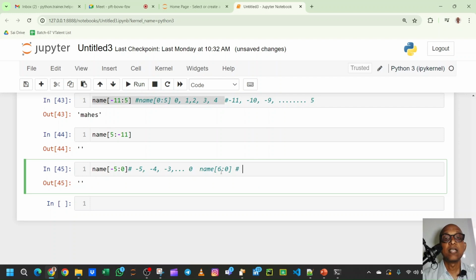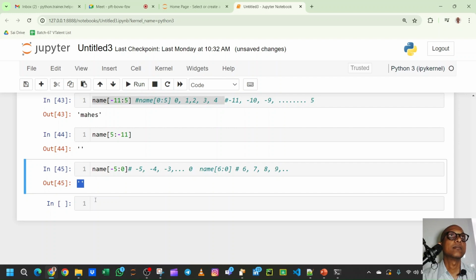Apply the same logic. What is the slice 6 comma 0? What is the default incremental value? 1. So it starts with 6, 7, 8, 9. It will never reach 0. Correct? Yes. It will never reach 0. So obviously I'm going to get an empty string.